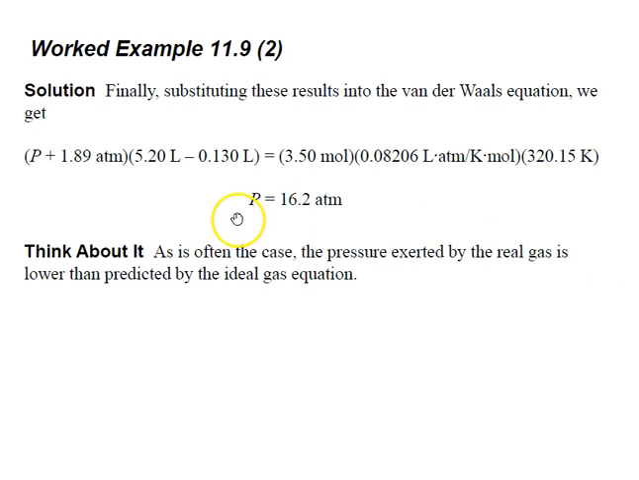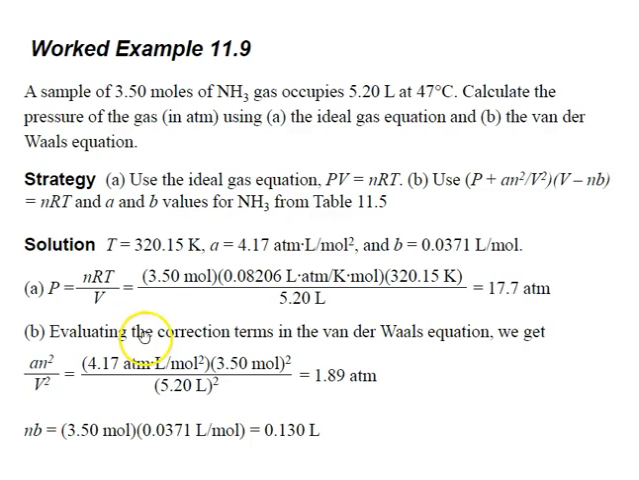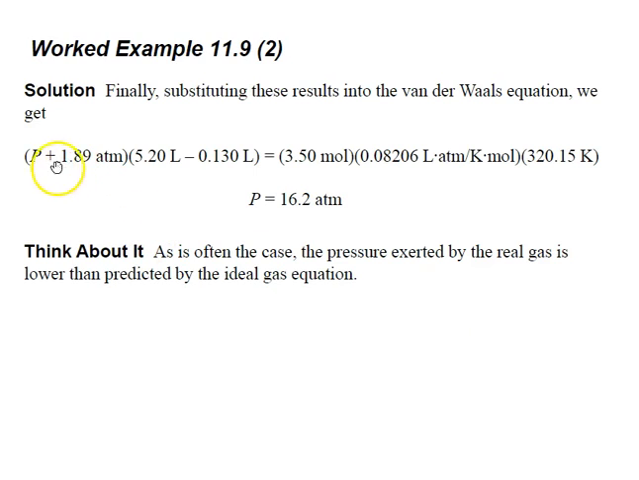Now, we'll take those values, and then we can substitute them in. So we already calculated what the pressure is from the ideal gas equation, which is 17.7. So we'll take that, add the pressure correction factor. We take our volume that's given, subtract the correction factor. And then we can figure out the pressure. Actually the way they've worked this out is a little different than I just explained. So we can solve for the pressure.